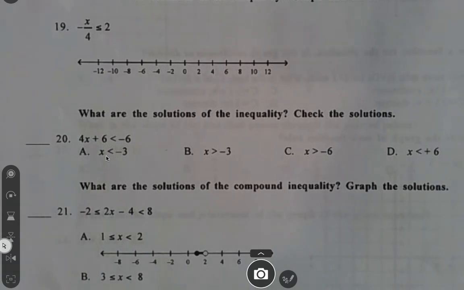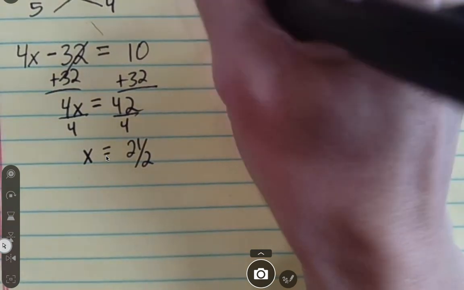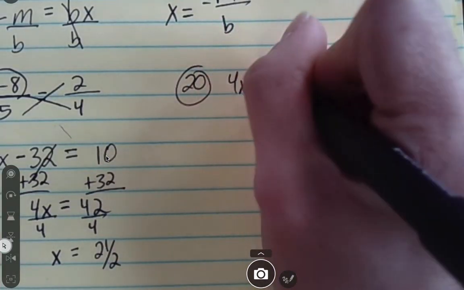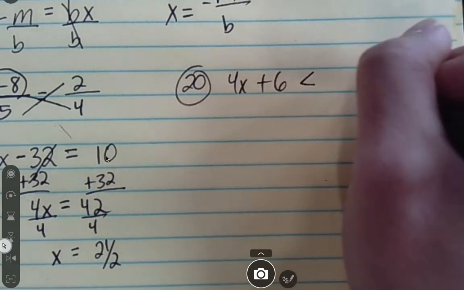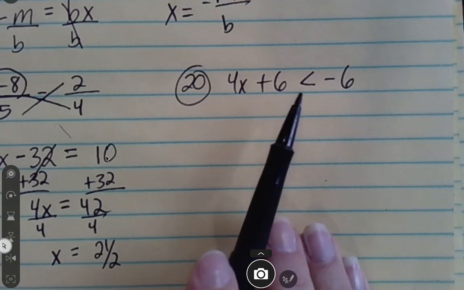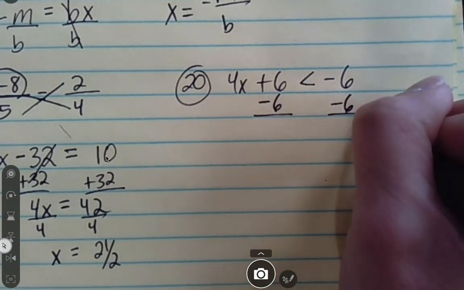So number 20, I'll write it right here. I have 4x plus 6 is less than negative 6. So what do I move first? What's over there with my x? I have a 4 and a 6, and we move the 6 first. Y'all should see this pattern. We do the opposite. We subtract 6.